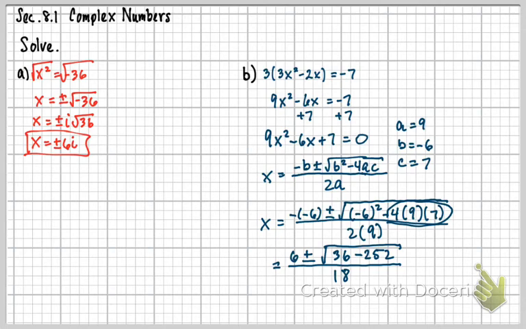So for my next step here, I'm going to take that 36 minus 252. That's going to be 6 plus or minus the square root of negative 216, over 18. Okay, now I use that one property I told you guys about before: 6 plus or minus i square root 216, over 18. And then 216 does have a perfect square in it. It's not a perfect square itself, but it does have one. So I would have to find that.